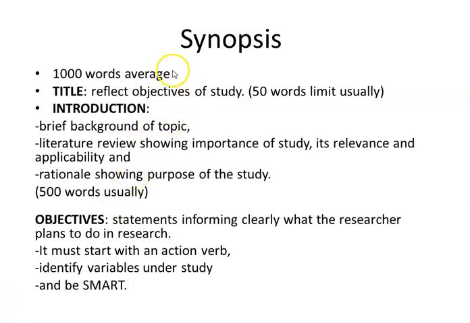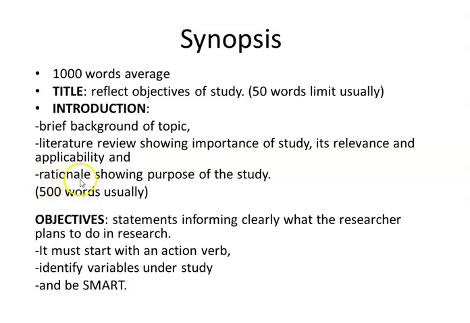There are some guidelines that you have to follow to get your synopsis approved. The number of words is 1000 on average. First of all, you have to write a title and it should reflect the objectives of the study. The limit of words is usually 50. Then you have to write the introduction, and you should give a brief background of your topic and a literature review showing the importance of the study and its relevance and applicability.